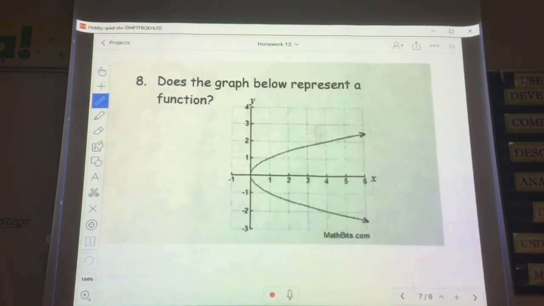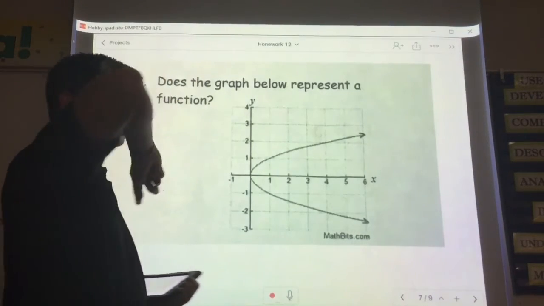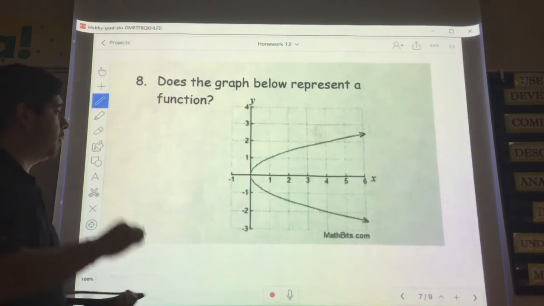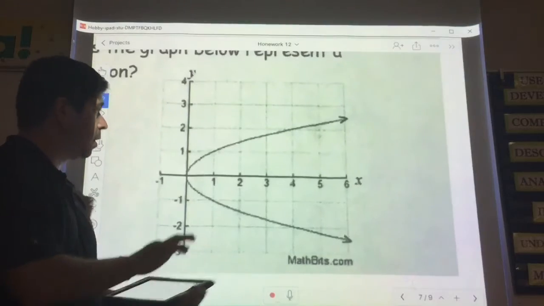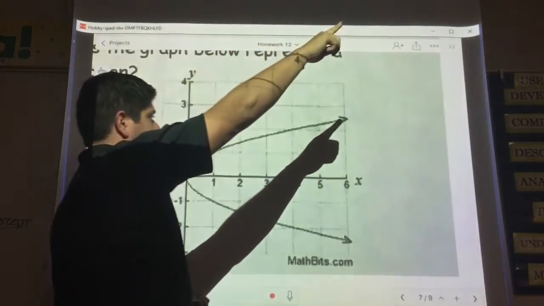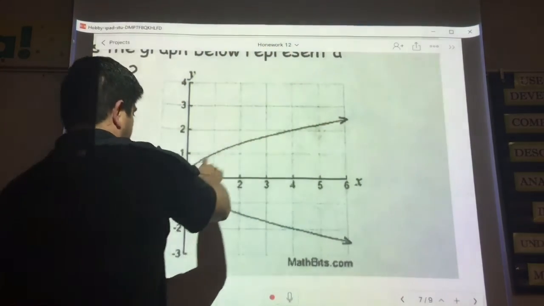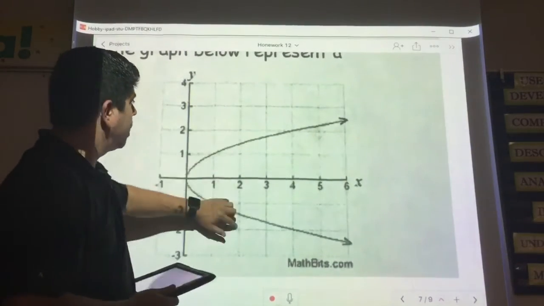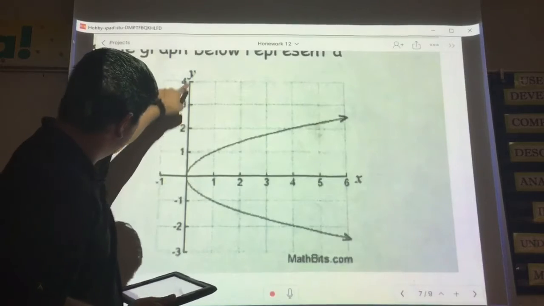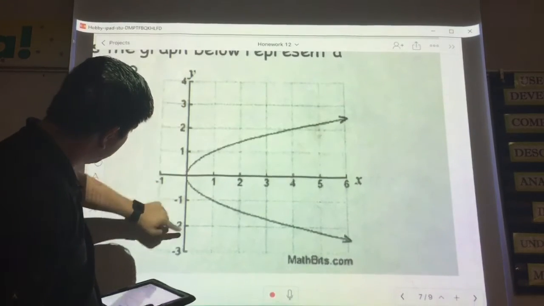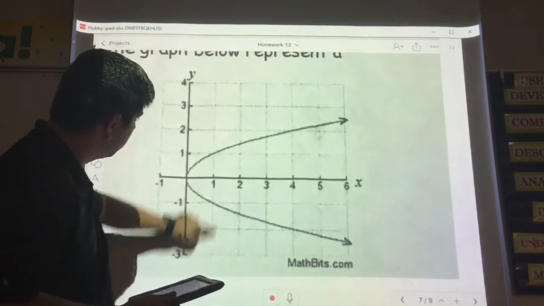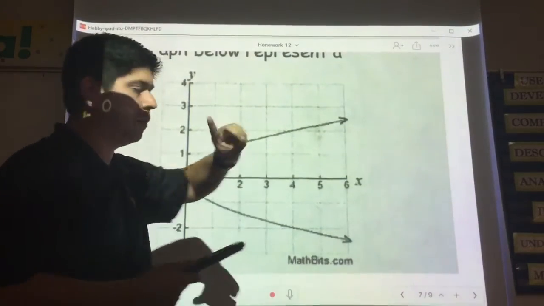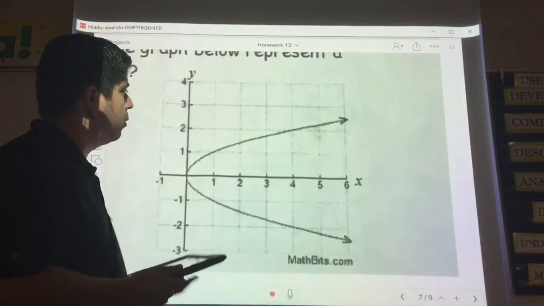Okay, number 8. Does the graph below represent a function? We had one like this earlier on homeworks, like I think last week. So does it represent a function? Remember, if it's a graph like this, I'm looking at this line right here, the one that curves like this. A vertical line cannot touch this graph in more than one place. Look, right there, there's 1, 2, 3. It can only be one.